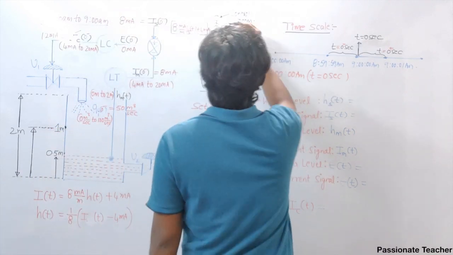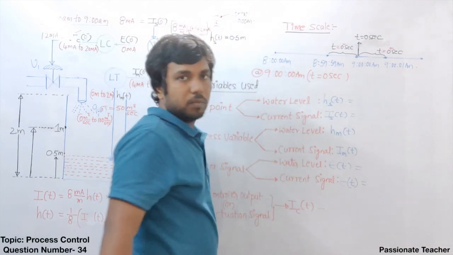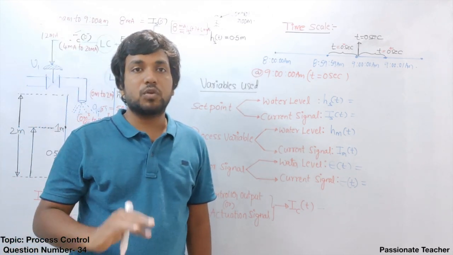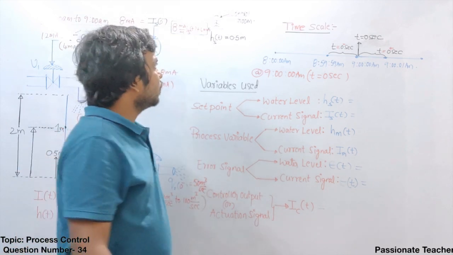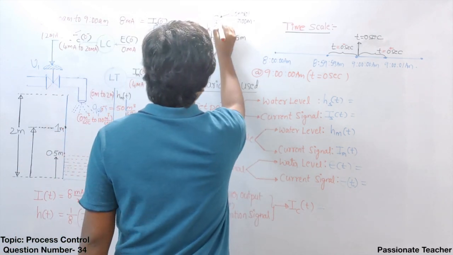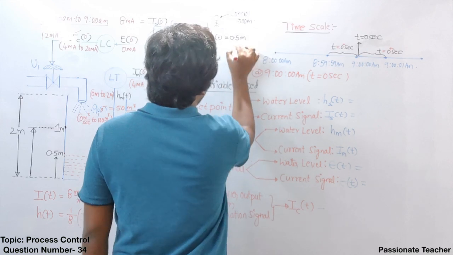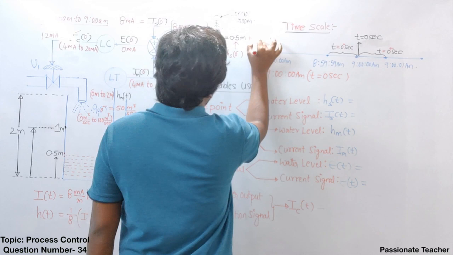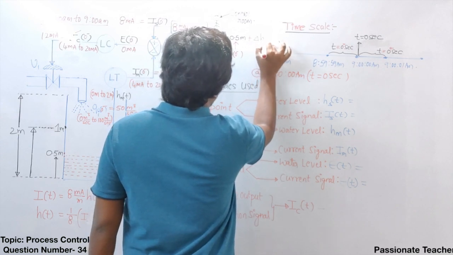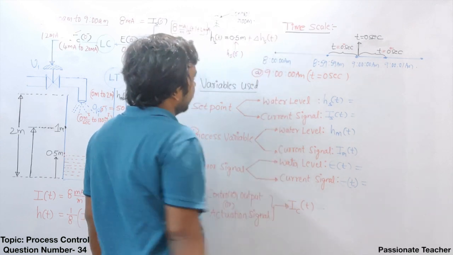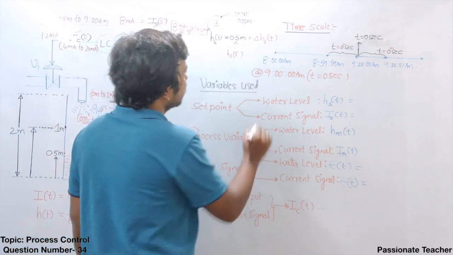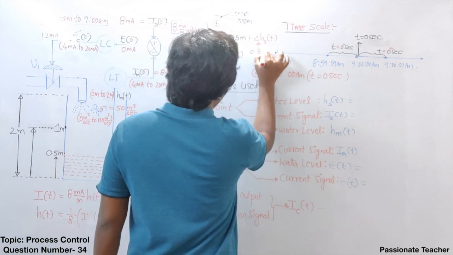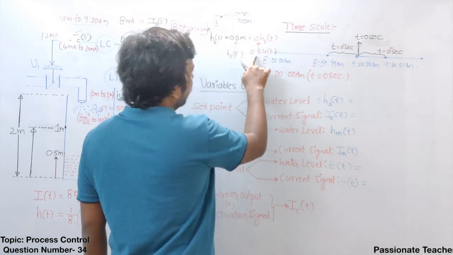Exactly at 9 am, this person who is present in the control room is not interested to see the water level at 0.5 meter. He wants the water level to be at 1 meter. So now this person intentionally applied a change of water level delta Hs of t. How much did he change? So this extra is going to be 0.5 into u of t. Clear? 0.5 into u of t.